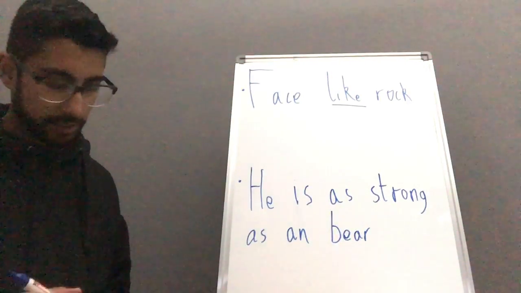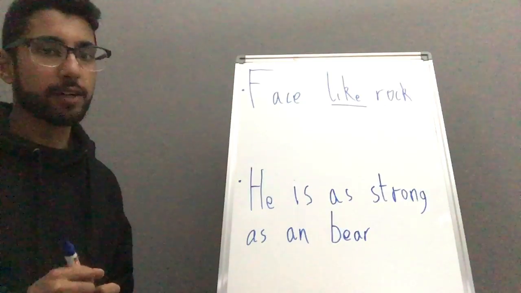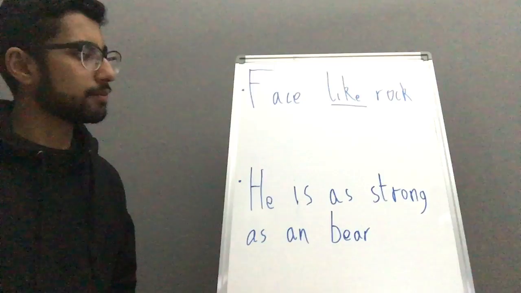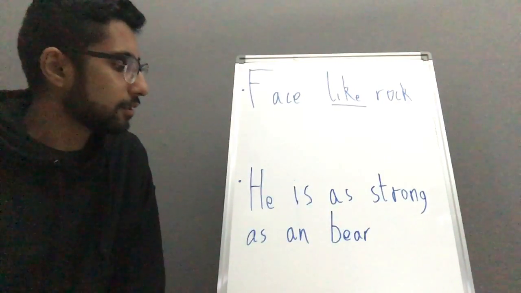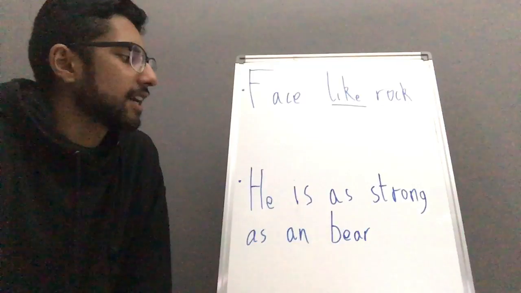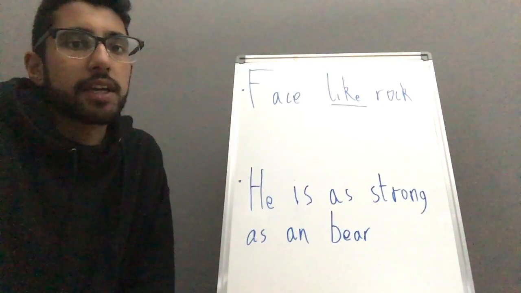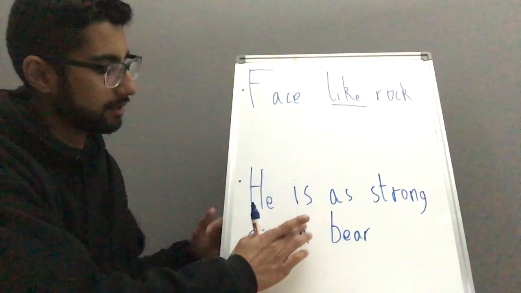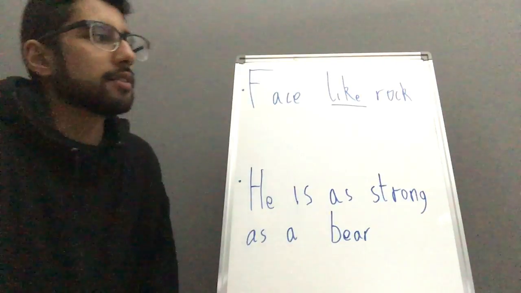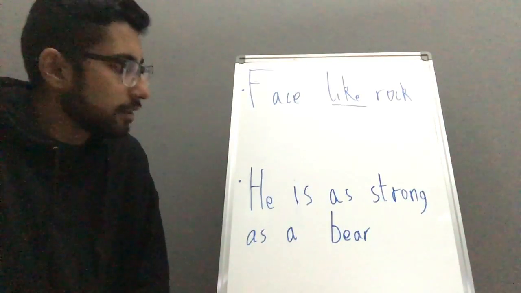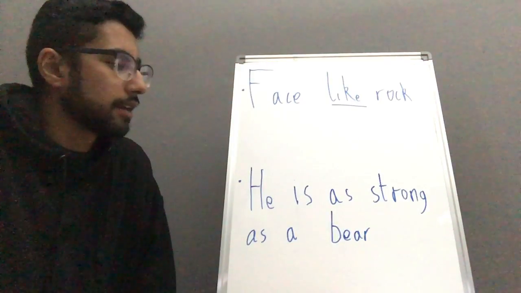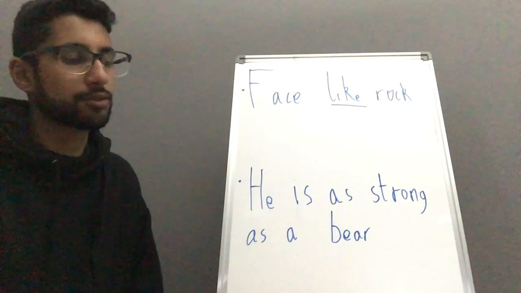The second way that we usually write similes is you use the words as. So for example, he is as strong as a bear. Again, you're not being literal. You're not saying somebody is actually as strong as a bear. What you're saying is he is incredibly strong. He reminds you of the bear. That's how strong he seems.